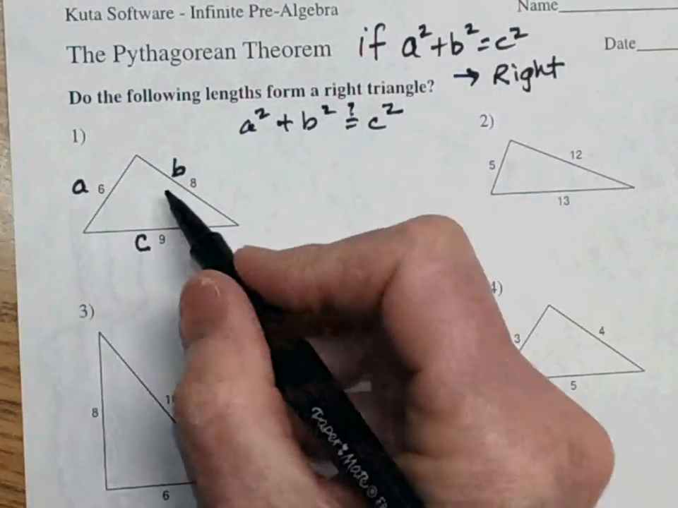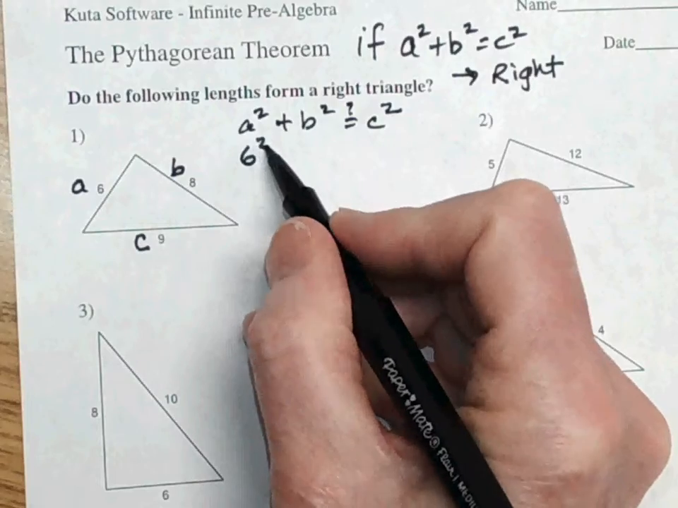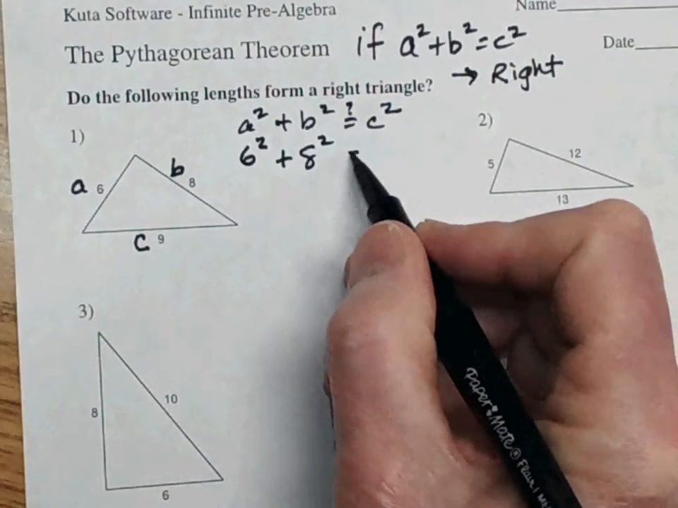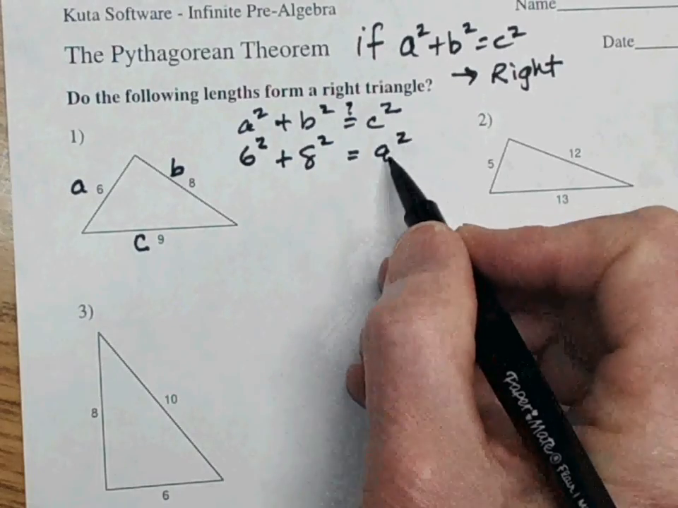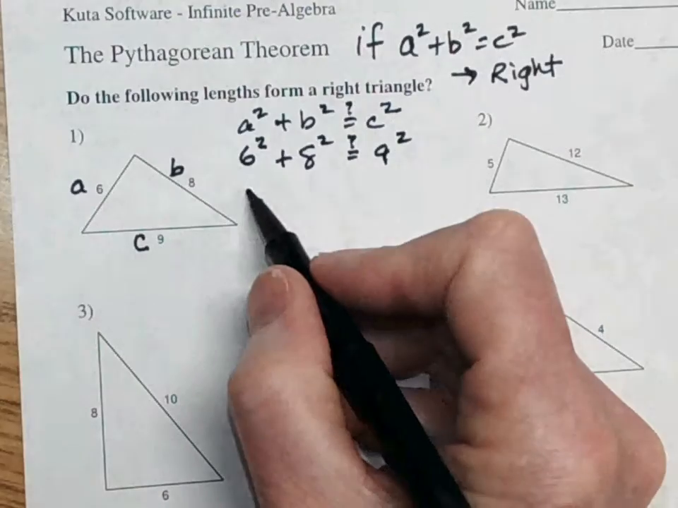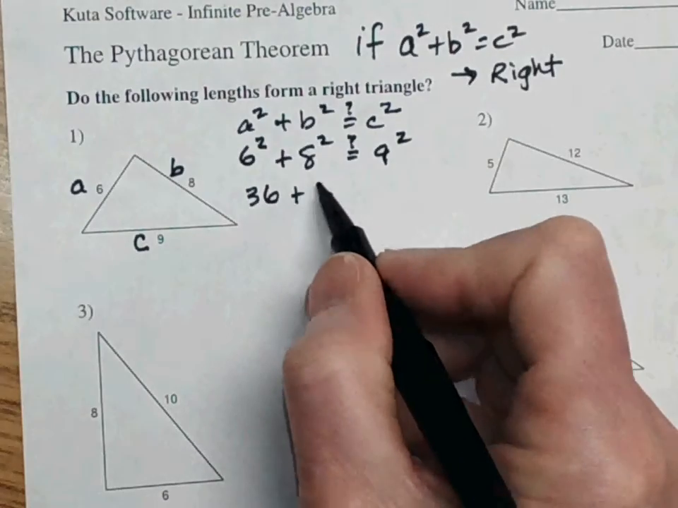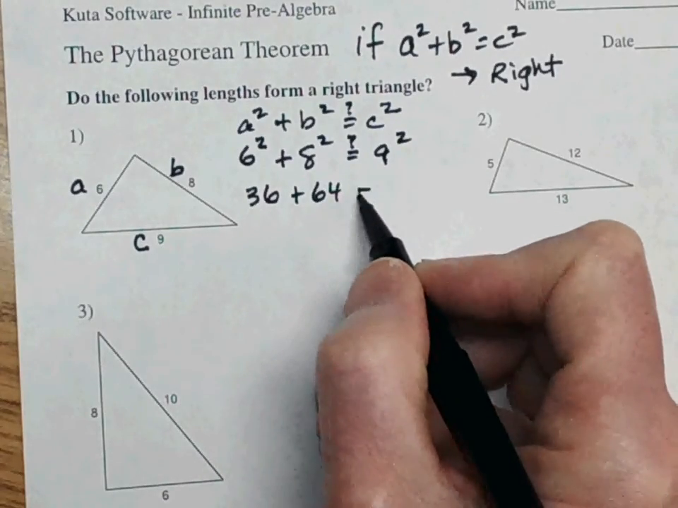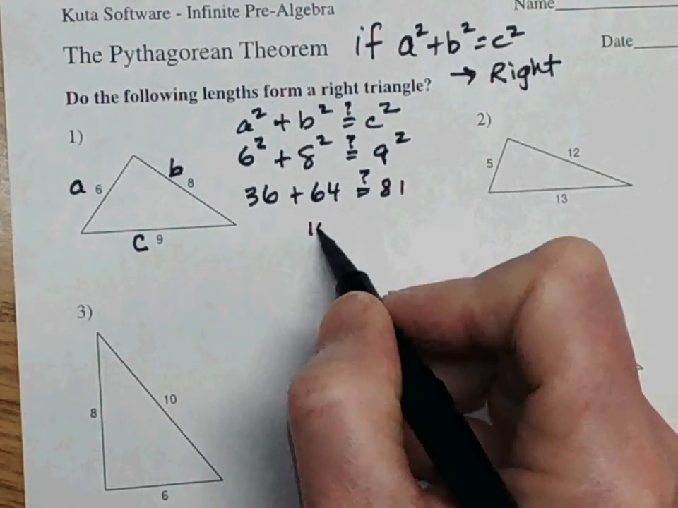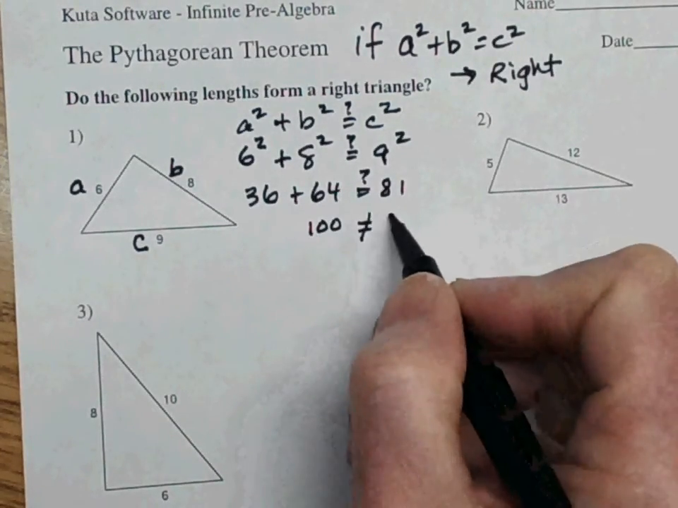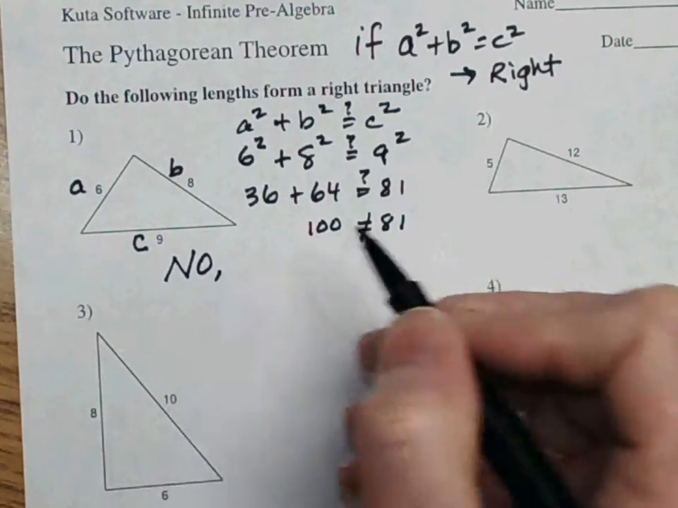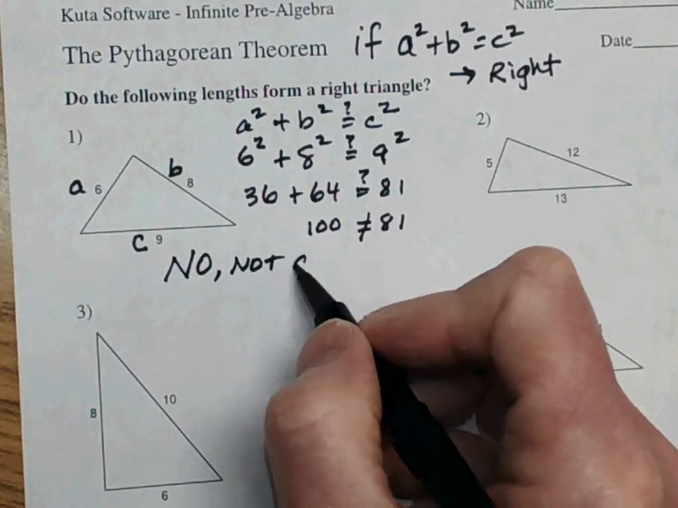A, in this case, is 6. I will square that. B is 8. I will square that. C is 9. I will square that. Again, does that equal? 6 squared is 36, 8 squared is 64, and 9 squared is 81. 36 and 64 is 100, which does not equal 81. So no, not a right triangle.